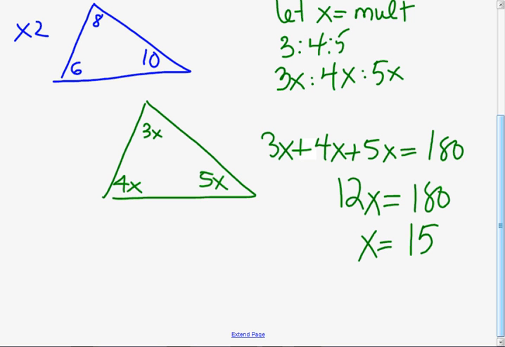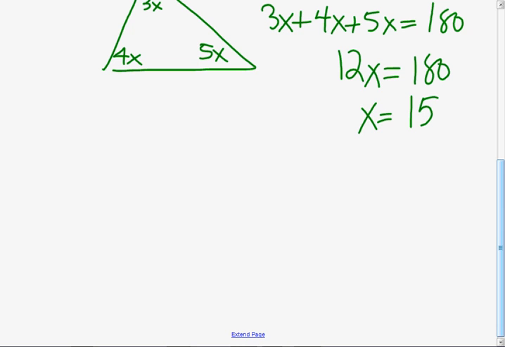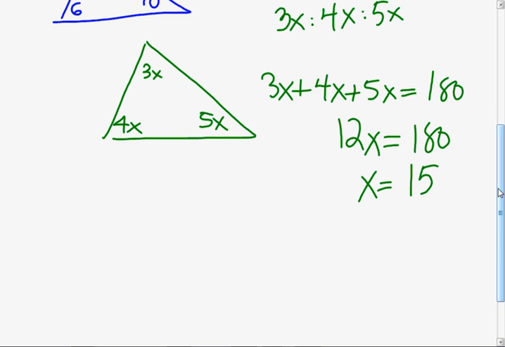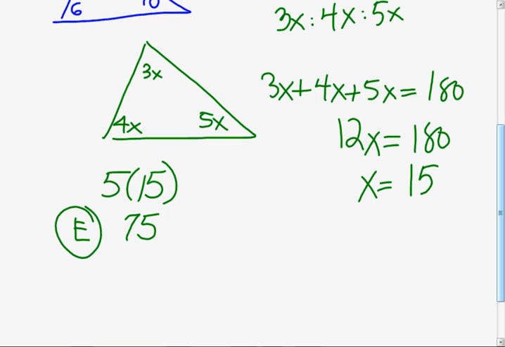Wow. Now, if you look at the answers, A is 15. That's not the question. It's a distractor. It wants the largest angle. So what do you have to do to get the largest angle? You got to multiply it by 5. So 5 times 15 is 75. So the answer is E, not A.